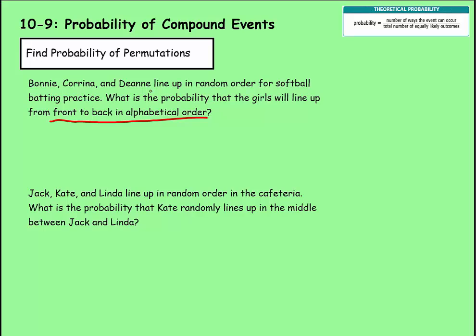Well, for that first person in line, that could be all 3 of them. It could be either one of these people to line up first. Now we're looking for the second person in line. If there's already one person lined up, that leaves 2 people left to line up. Now that we're looking for that third person, we're left with 1 person. So 3 times 2 times 1, that equals 6. So there's 6 permutations. That is the total number of equally likely outcomes. So that goes on the bottom.